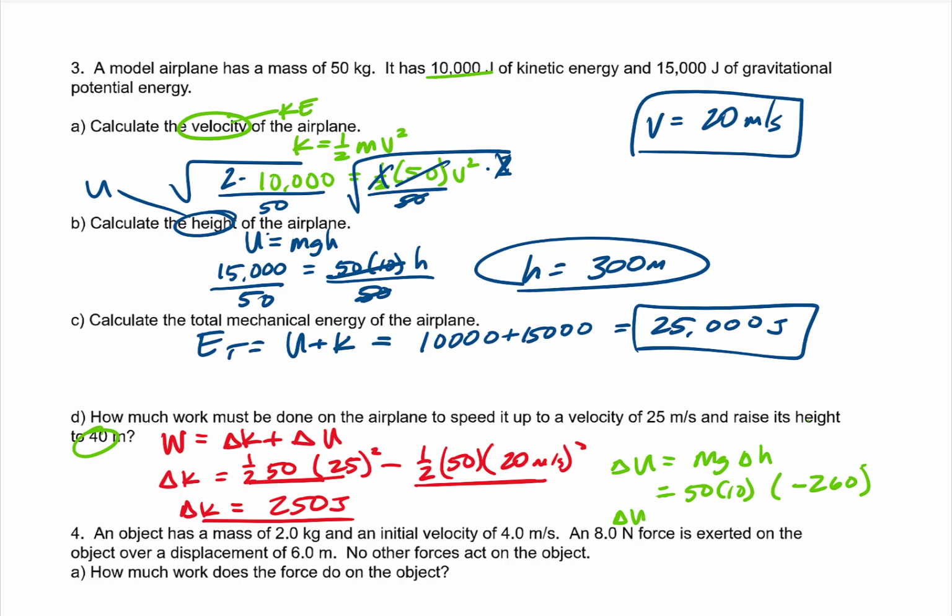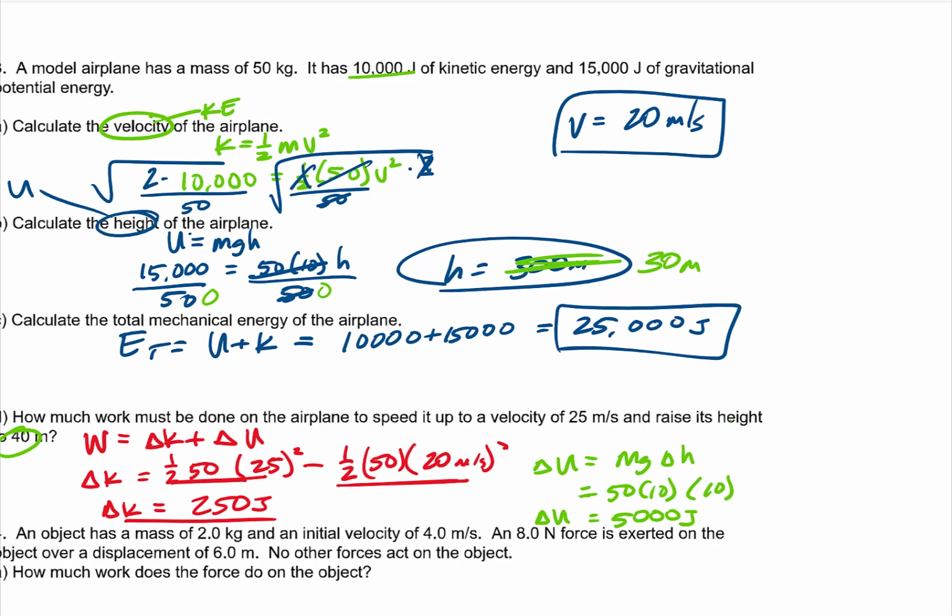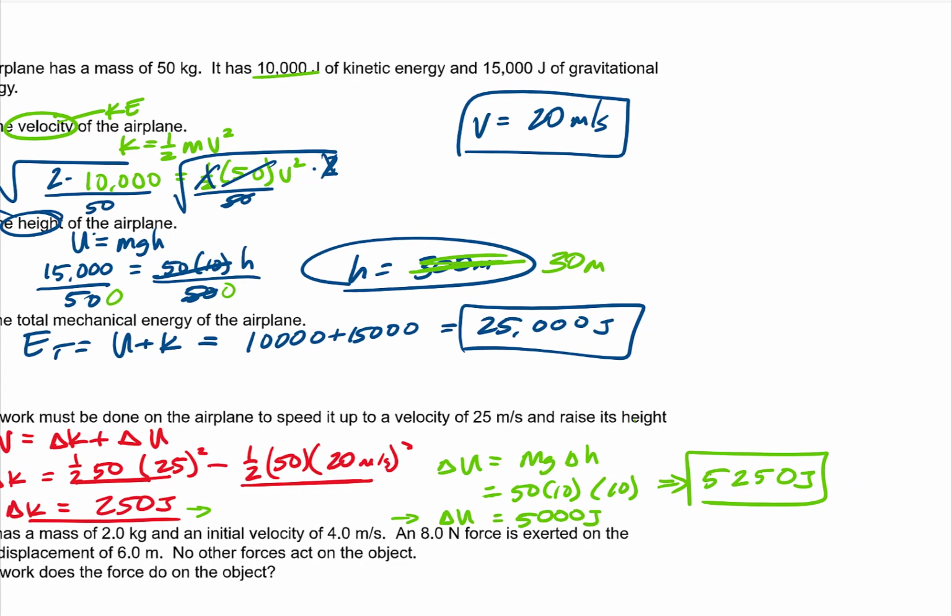So my change in potential energy, I'm sorry, I made a mistake earlier. We should have divided by 500 up here, and that makes the height 30 meters. So my change in height here is 10 meters. And so my change in potential energy is 5,000 joules. Sorry for that. And so the work done is going to be these two things added together. So 5,250 joules would be the work required to make those changes happen. Sorry for the mistake there.